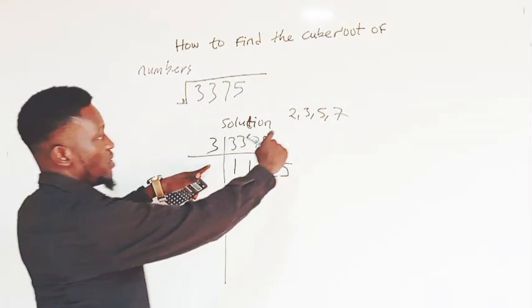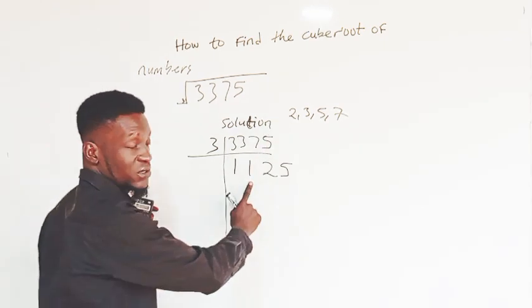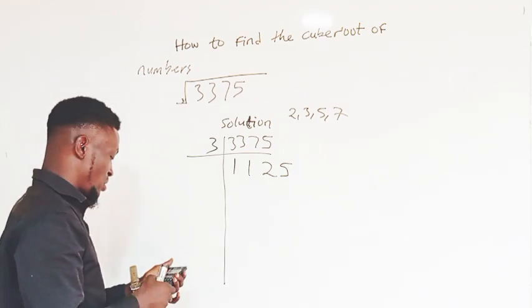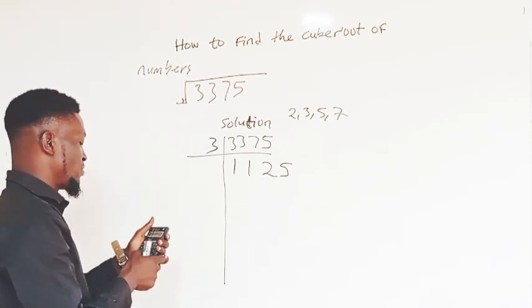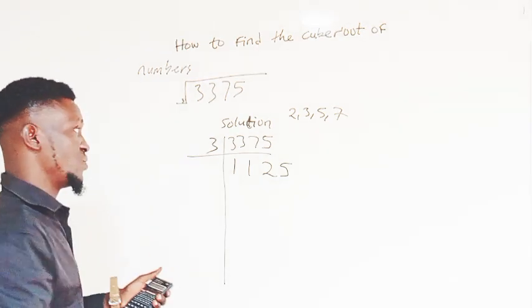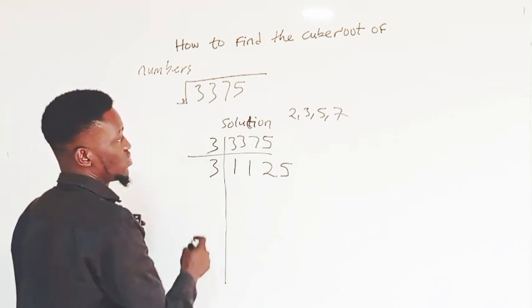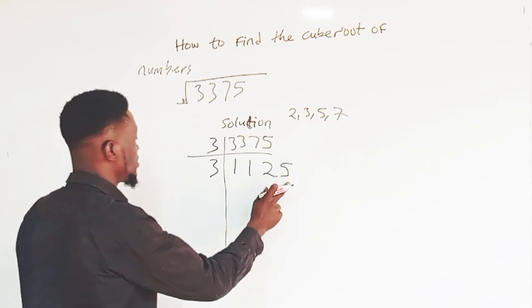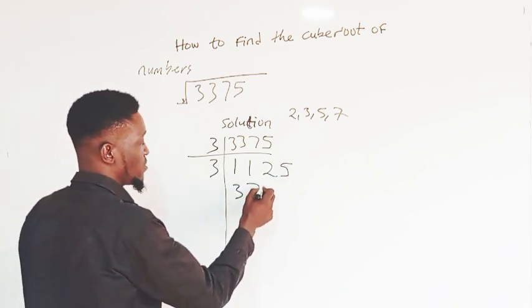Before you write any number here, always check from the prime numbers. 2 cannot go, definitely there must be a remainder. So let's see if 3 can go. 1,125 divided by 3, yes, there's no remainder, so we can use it. So you write 3. 1,125 divided by 3, you're going to have 375.